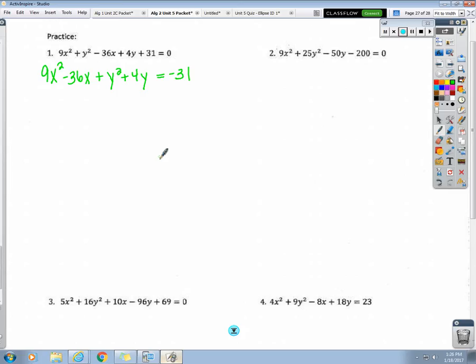Then the next step is factor out the number with the x squared and y squared. So that would be 9 for the x squared. And when you factor it out, what's left? X squared minus 4x. Because 9 times x squared is 9x squared. 9 times negative 4x is negative 36, right? Now, is there a number beside y squared to factor out? No, so it's ready. You don't have to factor anything out. What's the next step?